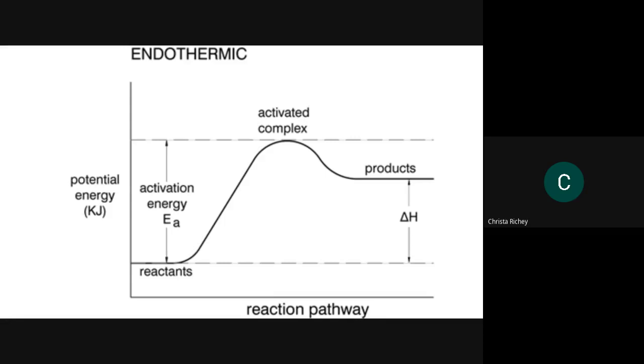So to read one of these, and this is the same thing that we had in our notes, the way that you can tell immediately if it's endothermic or exothermic is, do you have the larger uphill climb? If you do, it's endothermic, which is a positive heat value. Or do you have the bigger downhill slope, which is exothermic, which is a negative delta H, or heat of reaction?